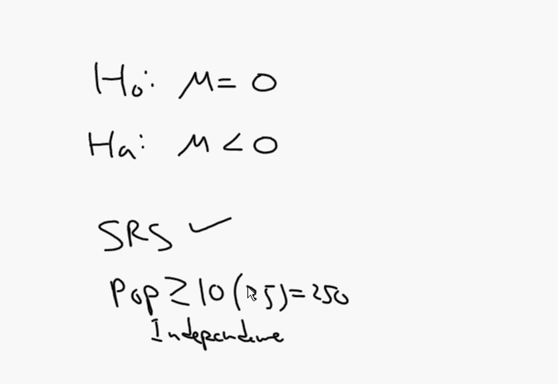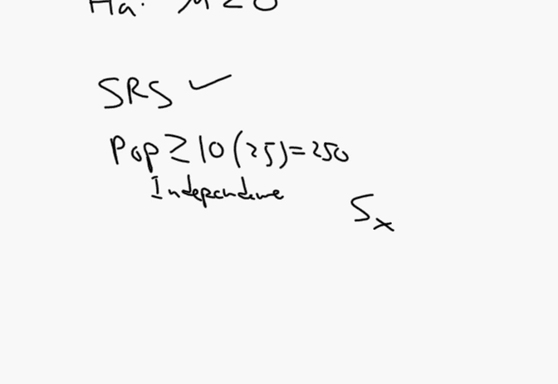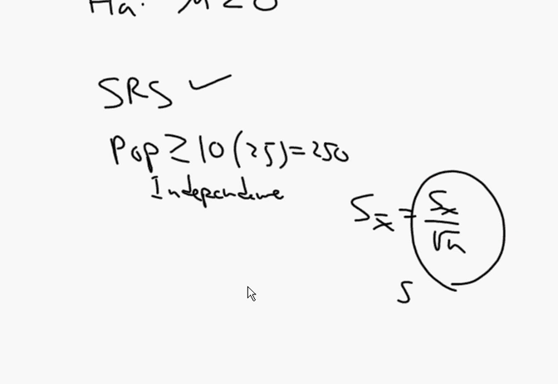Okay, and while we're here, we might as well make a note. Our S of x bar is going to be S of x over the square root of n. Remember, this is called the standard error. You need to know that word. You use the standard error when you don't know sigma, the standard deviation of the population. And in this problem, we did not know that.